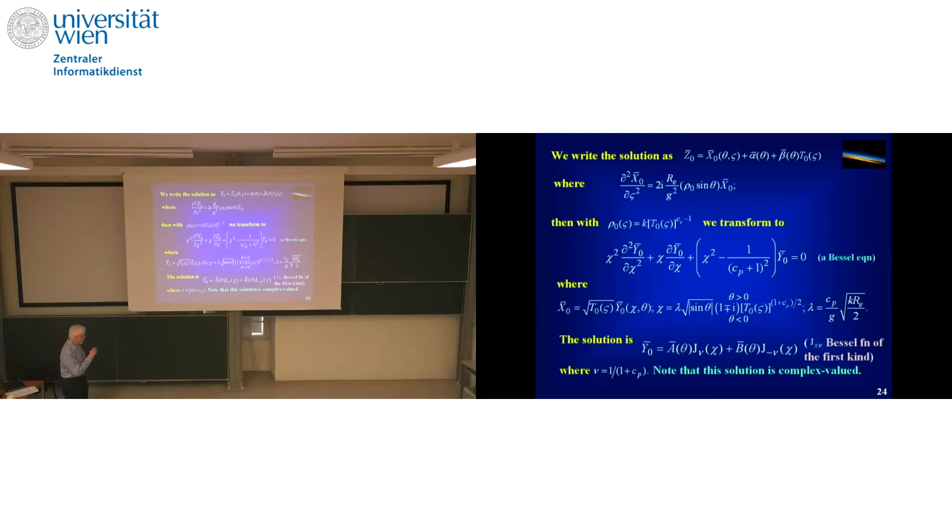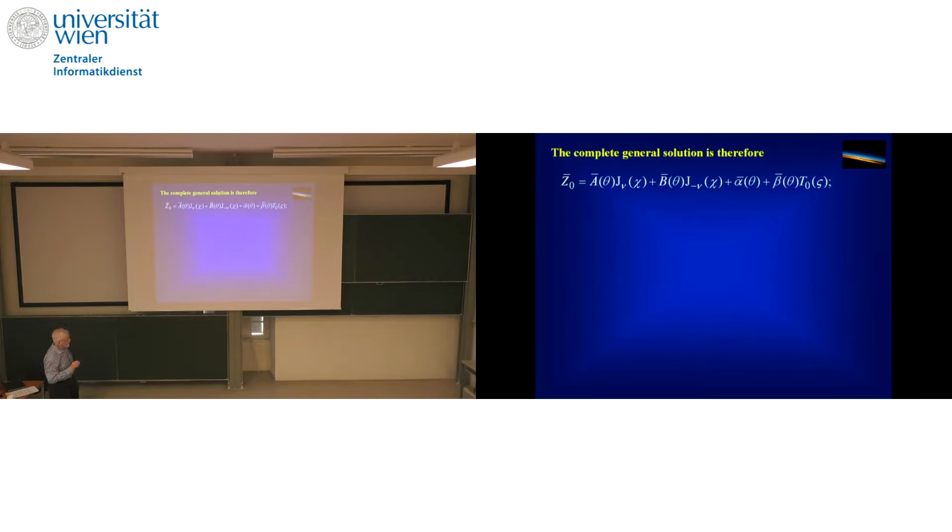And nu is rather nice. It is just 1 over 1 plus Cp, the coefficient. Right, so the complete general solution is made up of the complementary function, the Bessel functions, and the particular integral. We now need to specify the boundary conditions.